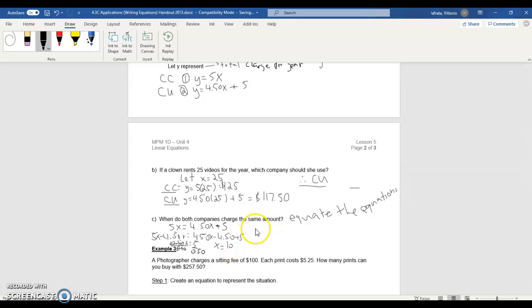So we write our therefore statement next. So therefore, both companies charge the same to rent 10 videos.